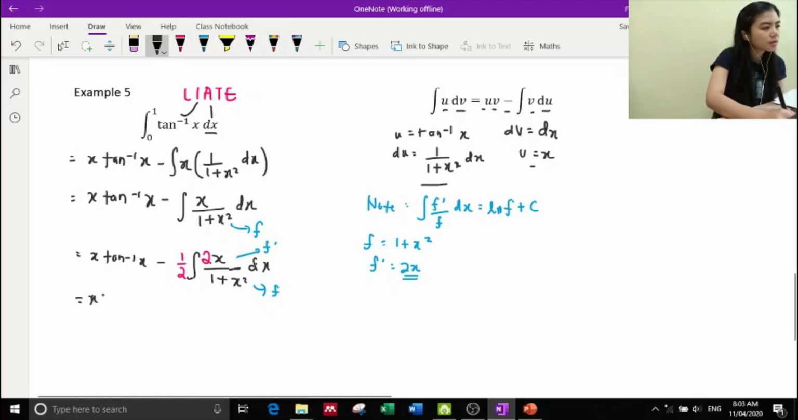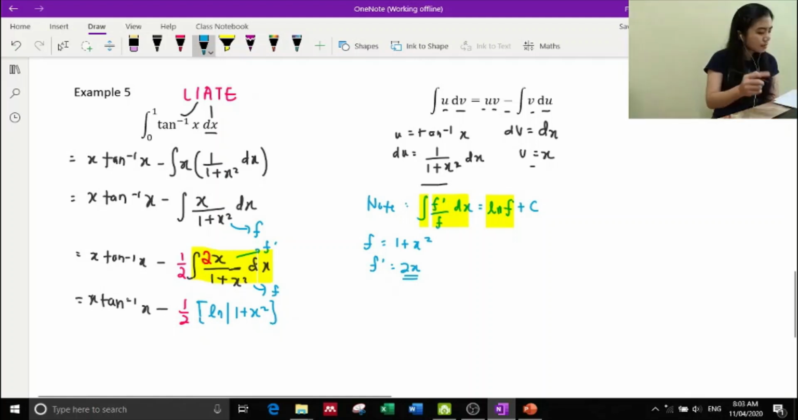We have the x tangent inverse, and then you have 1 over 2 at the front. What you can see here is that I have the form that I want. It says you have f prime over f. When you integrate it, you will have ln f. This is ln f. What is your f? Your f is actually 1 plus x squared, right? So for this question, we do not want to write the plus c because we have the value.